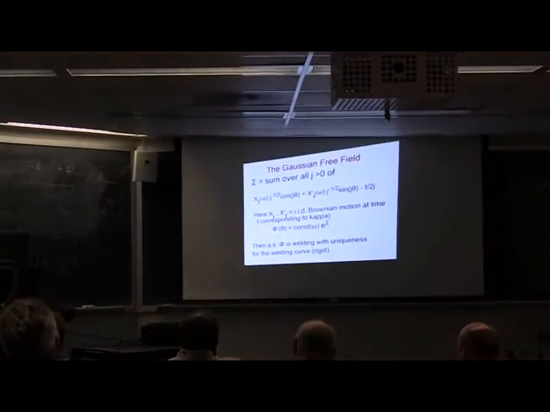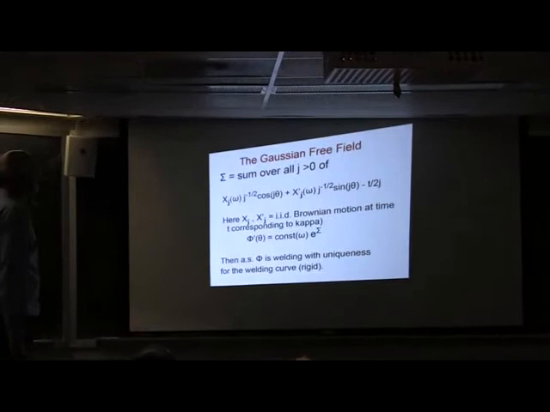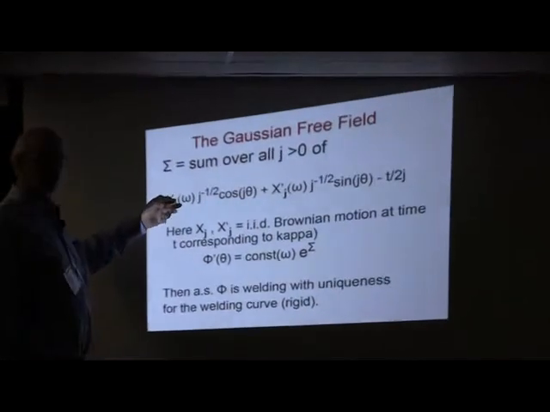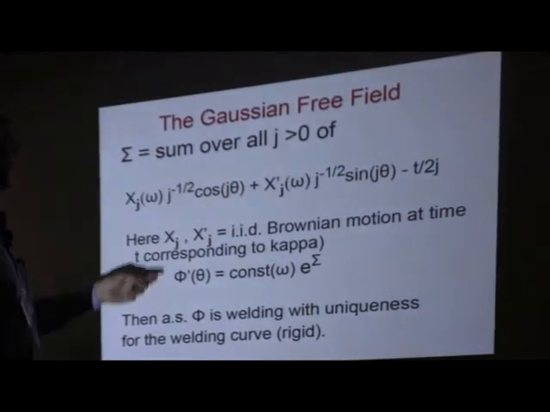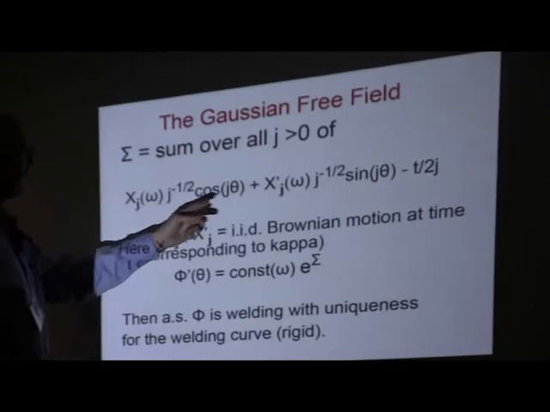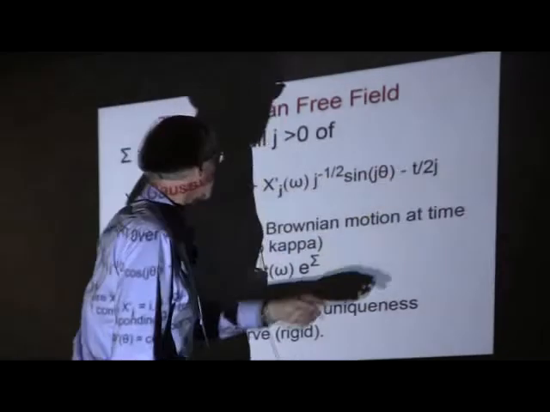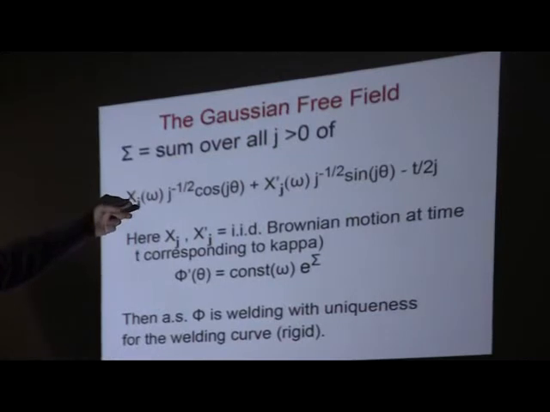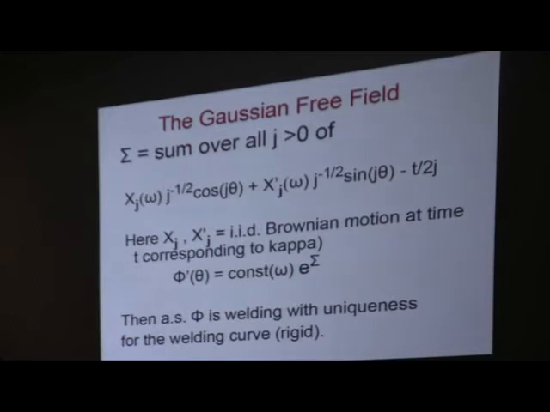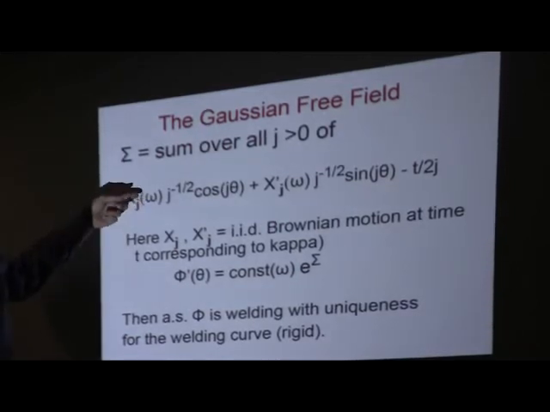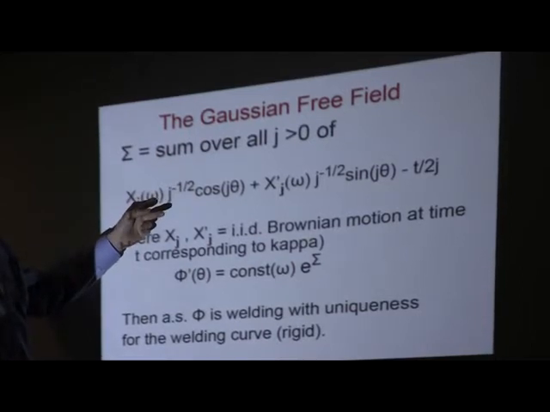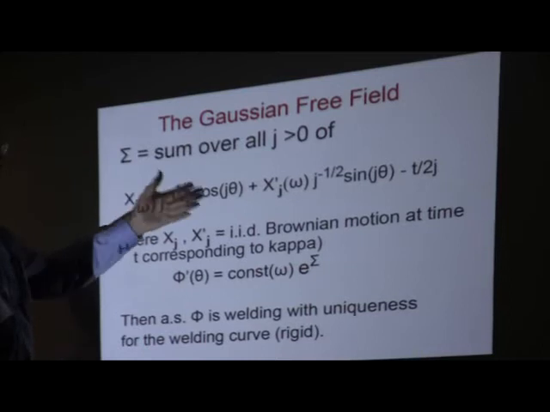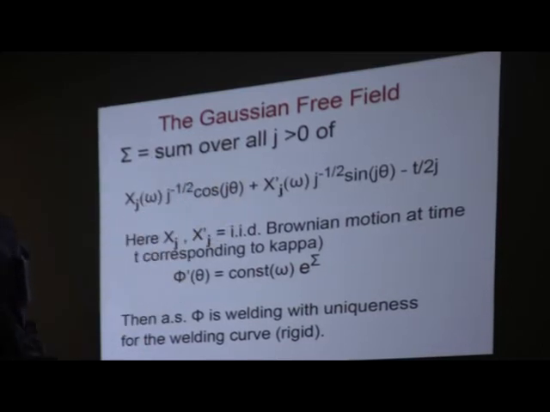So let me just show it. Here's how you do it on the circle. This is a Fourier series. You take sine j theta, cosine j theta. I'm going to throw in j to the minus 1/2 here. I'm going to subtract something strange. And these are just Gaussians whose variance is t. If these are randomly chosen, these are IID Gaussians, then you get a series which does not converge anywhere.